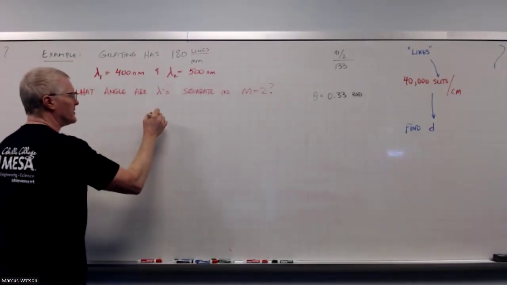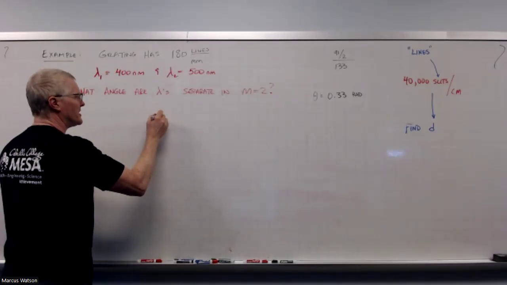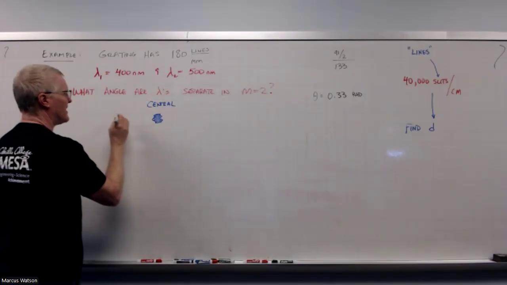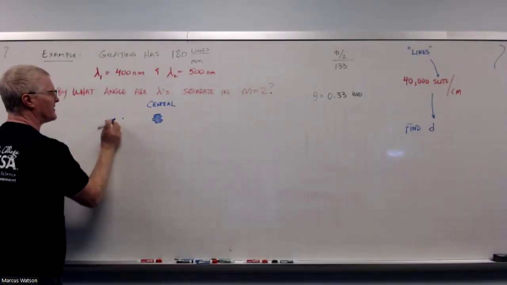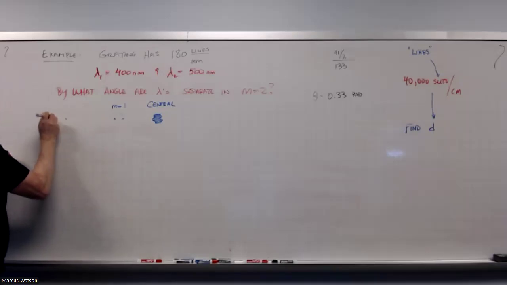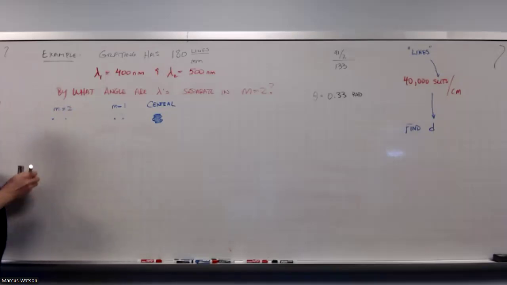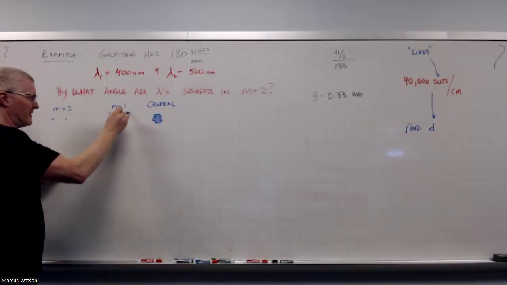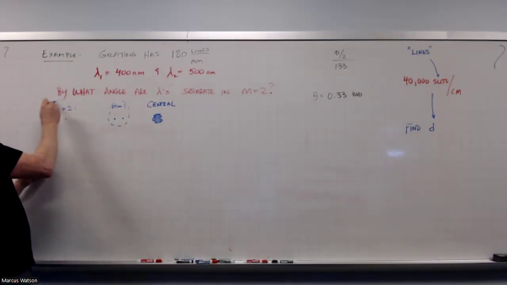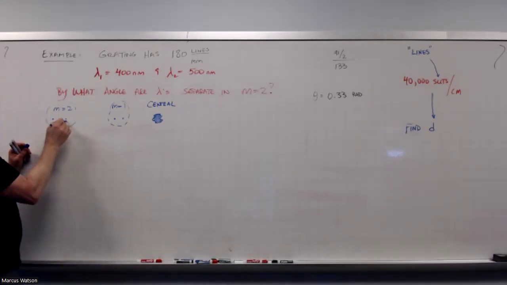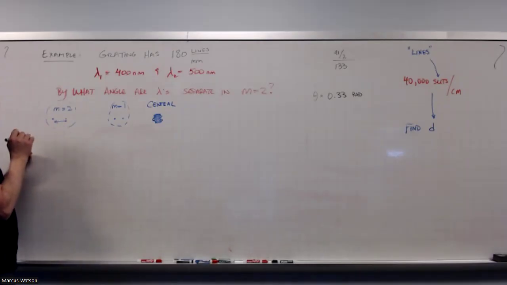All right, so what this looks like is there'd be a central bright fringe here where they would be overlapping. And then here you'd have one, and here you'd have another one, and this would be the m equals 1. And then out here you'd have one, and you'd have m equal to 2, like this. So the first order bright fringe is there, the second order bright fringe is here. The question is, what's the angular separation between these two bright fringes?